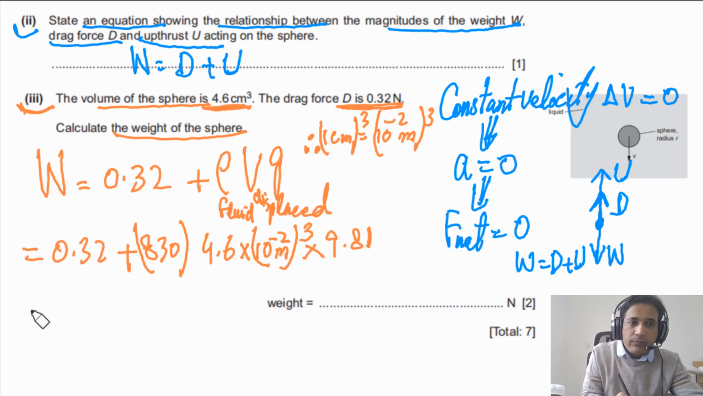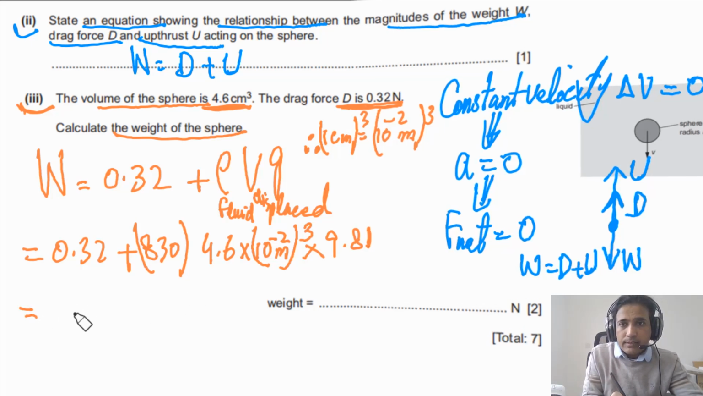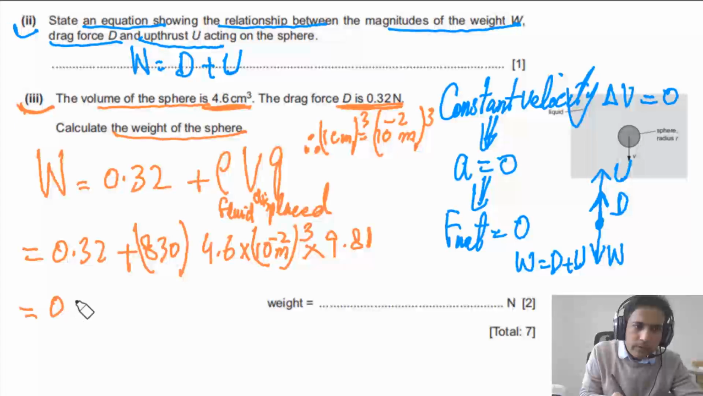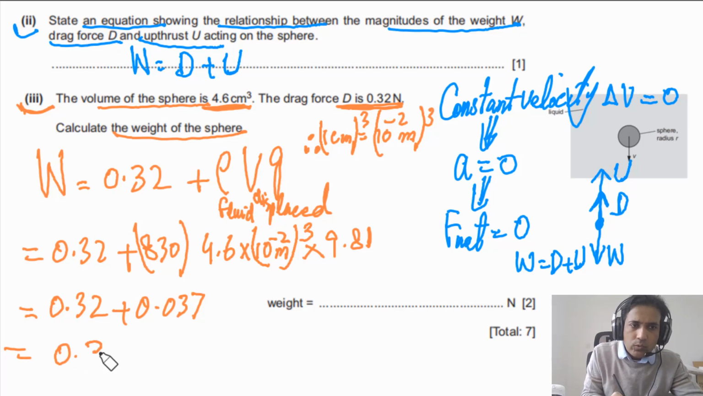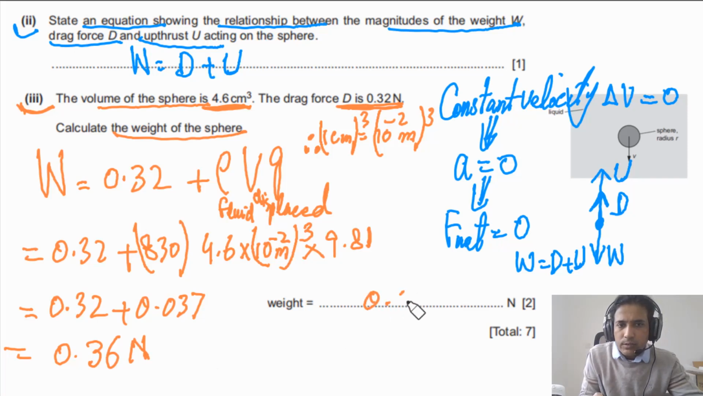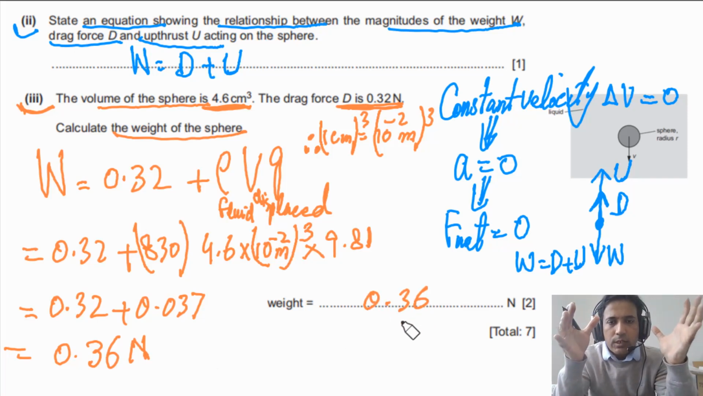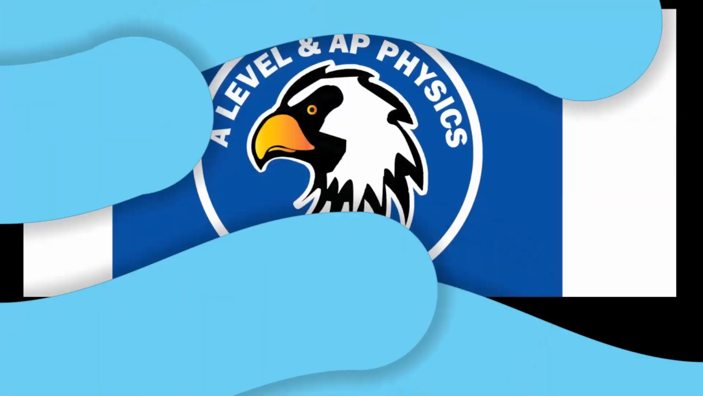Now if we simplify, we can find the final answer. The final answer for this question will be equal to 0.32 plus 0.037. If we simplify, we will get 0.36 to 2 significant figures, and the unit is newtons. So we can say 0.36 newtons. This is how you need to answer this question. Your understanding is very important. When you do questions, do not just look at the marks and write down everything; try to understand the question.